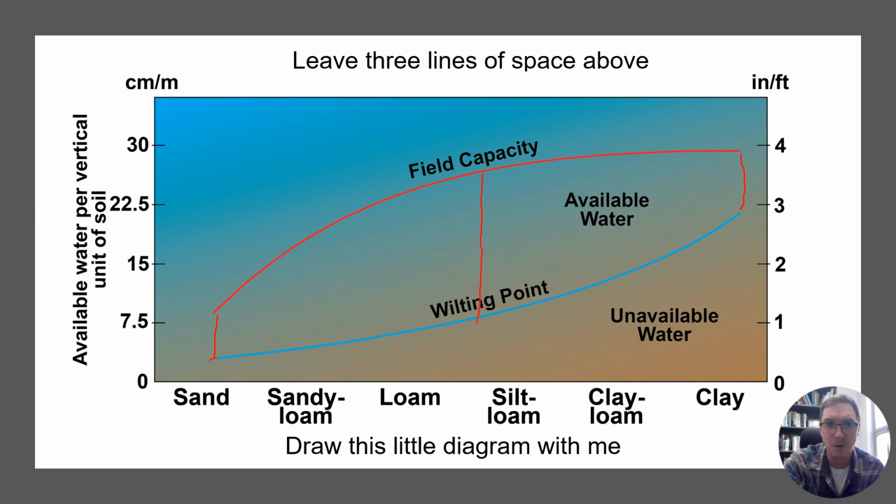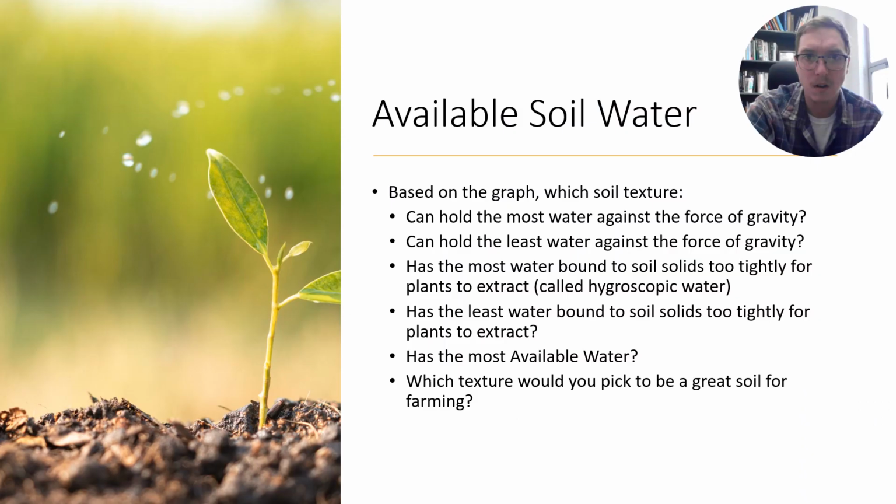So based on this graph, which soil texture can hold the most water against the forces of gravity? Which can hold the least water against the forces of gravity? Well, sand, it's just going to be rushing out. Can hold the most water would be clays, things like that.